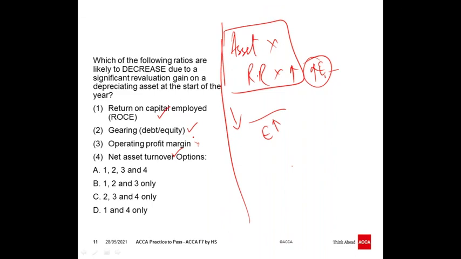The answer should be operating profit margins. Yes, it will also decrease, because it has a debit side as well. As the asset increases, it will increase the depreciation expense, which will affect the profitability, and a decrease in the profitability will affect the operating profit margin. The right answer will be A.